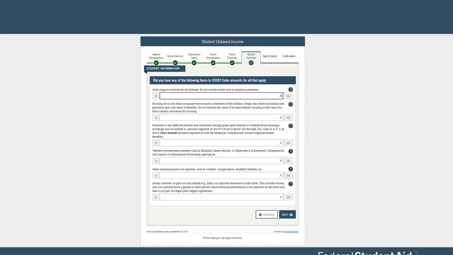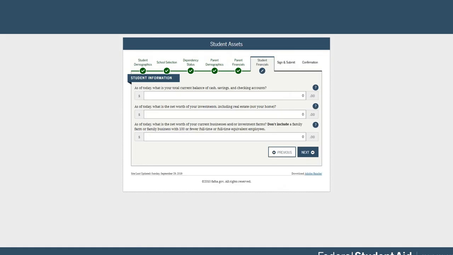Money received or paid on your behalf, not reported elsewhere in this form. That's for you to decide. This includes money that you received from a parent or other person whose financial information is not reported on this form, and that is not part of a legal child support agreement. So you'll have to determine, check with family members if there was any money received that would apply there. Then we go to the next slide.